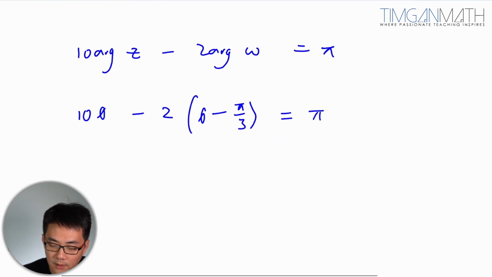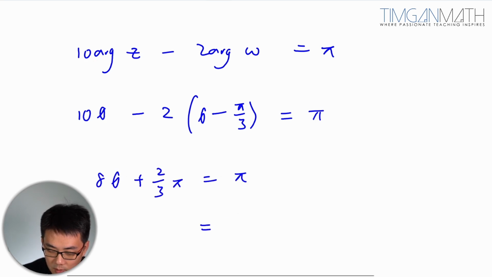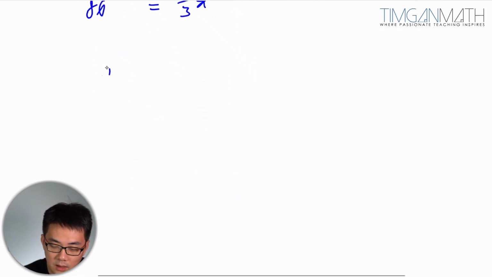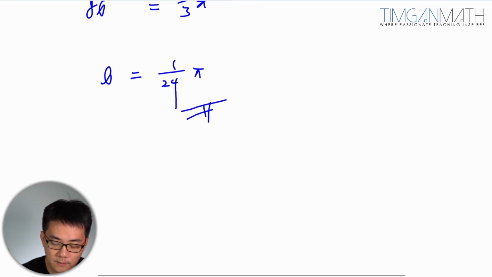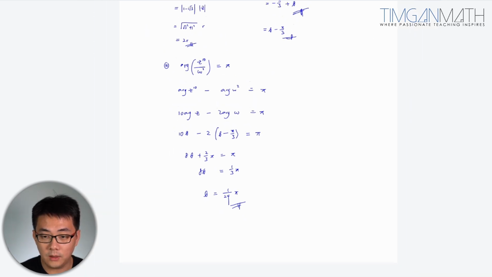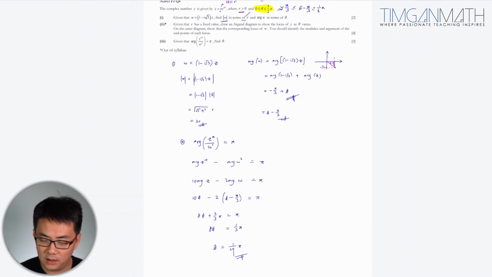There you go. You get the idea. I don't think it is rocket science here. So we have 8 theta plus 2 thirds pi equals pi. This will be 1 third pi equals 8 theta. So theta is just divided by 8, so it's pi over 24. I think it's pretty okay.